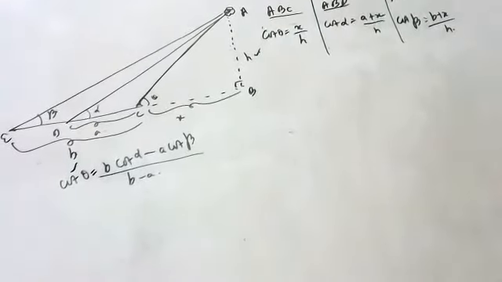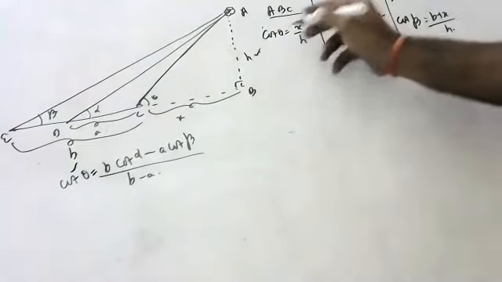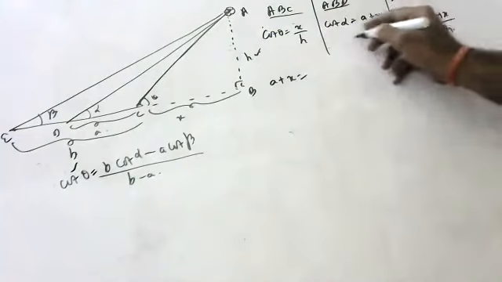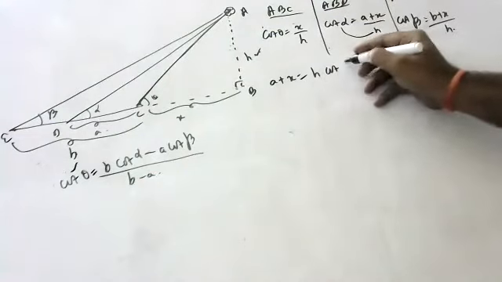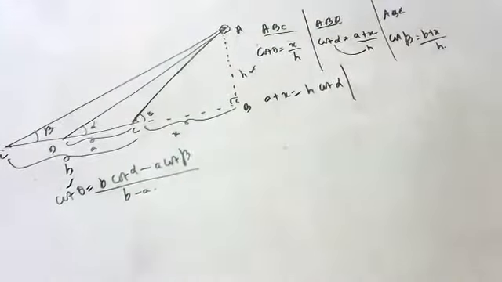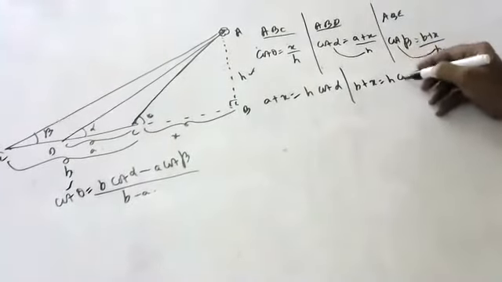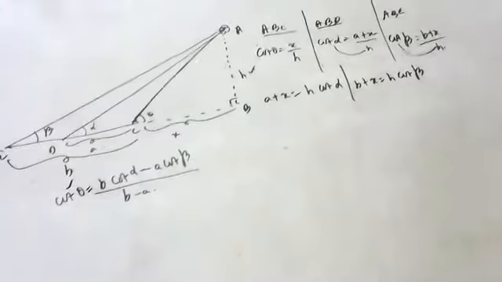So now what we will do is this. Here, A plus X we can write as H into cot alpha. Here, B plus X is H cot beta.